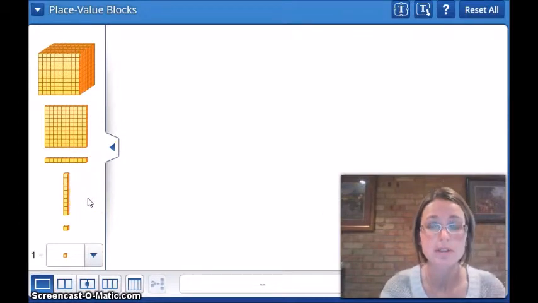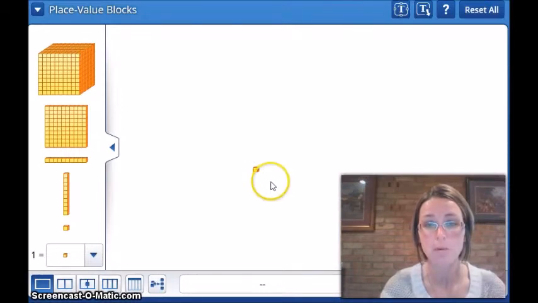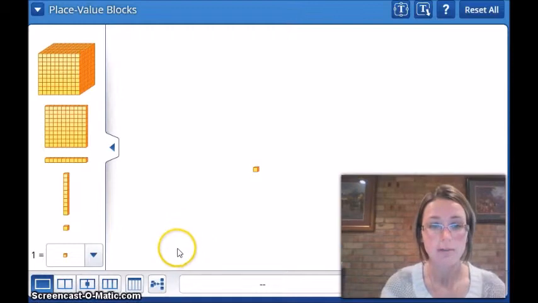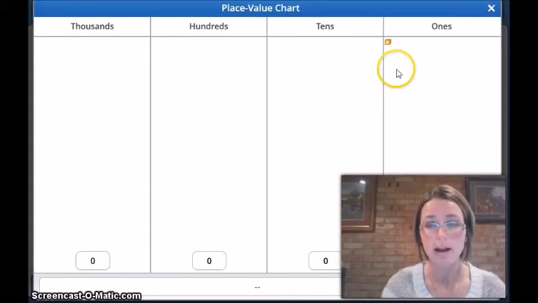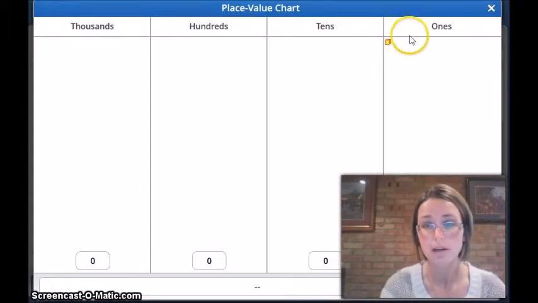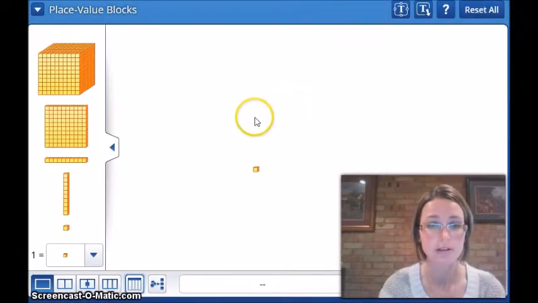So let's start with the smallest unit. The smallest unit in place value is the ones. So we have a 1 unit right here, or a ones cube. If we go to our place value chart, it will graph the 1 cube into the ones column. And if you look down at the bottom, it'll tell you how many ones are in that specific place value. And if we click the X, it'll take us back to our screen.